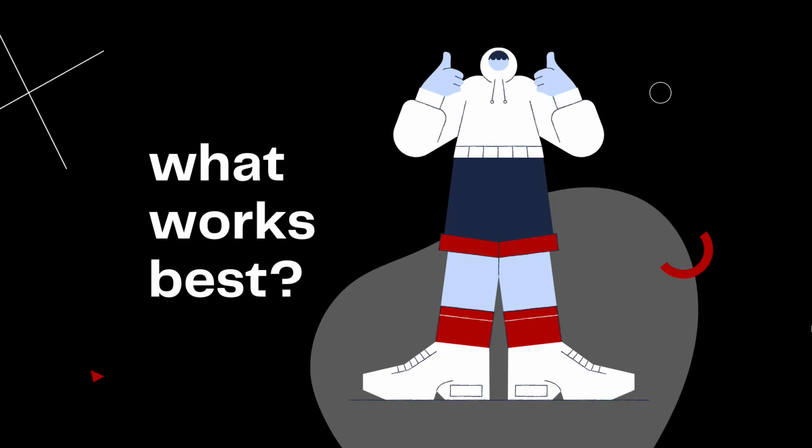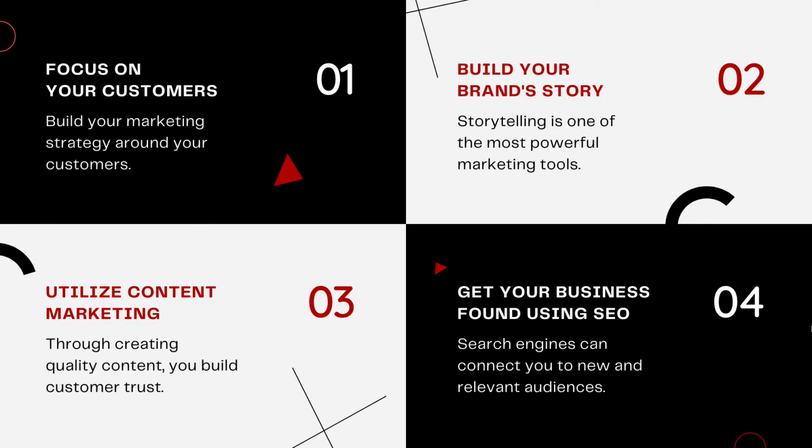So the question always is, what works best? Is it digital marketing or, you know, traditional marketing? Well, before we answer that question, we kind of need to get into these different elements of marketing. So here we're looking at focusing on your customers. Build your marketing strategy around your customers. Like I said, you need to find the people who are interested and have a demand for your service or product. Build your brand story.